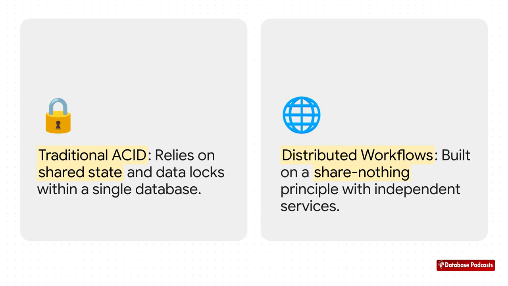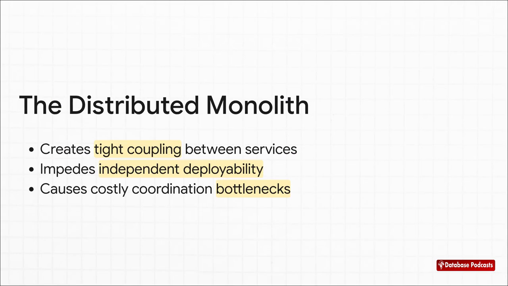But then you look on the right at distributed workflows. Their entire philosophy is share nothing. Each service is the king of its own castle, with its own data, so there's no central database to lock. The old playbook is basically useless here. So what if you tried to force it? What if you try to make a single transaction stretch across multiple services? Well, you end up creating a real mess. You get tight coupling, which means your services can't be deployed on their own anymore, and that defeats the whole purpose of microservices. This creates massive bottlenecks, slows everything down, and you end up with what people call a distributed monolith, which is pretty much the worst of both worlds.